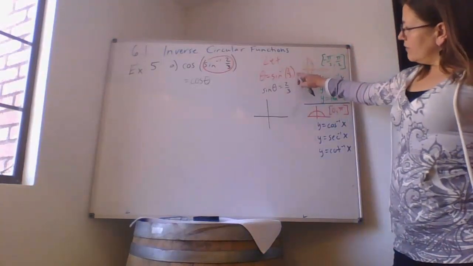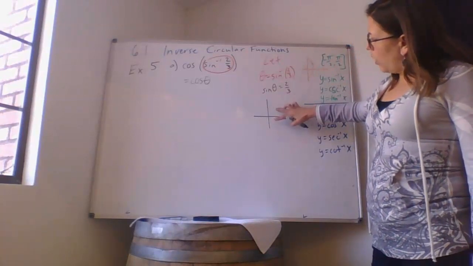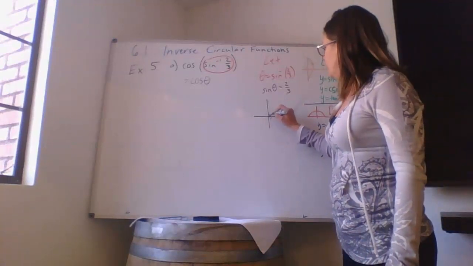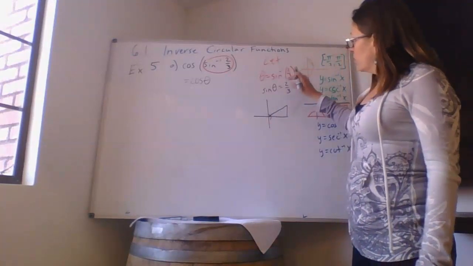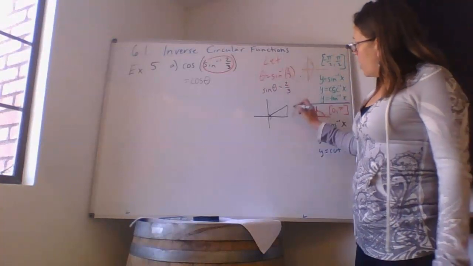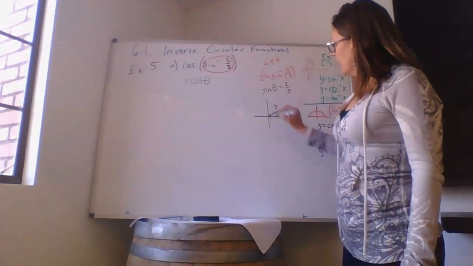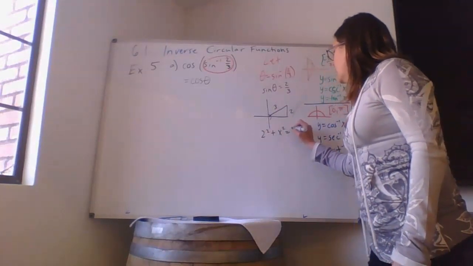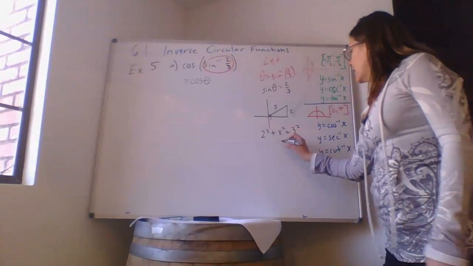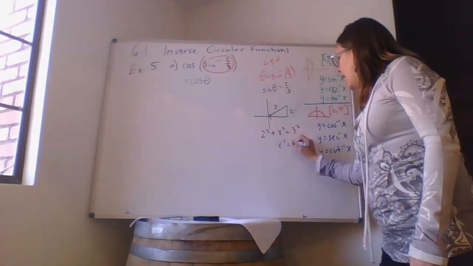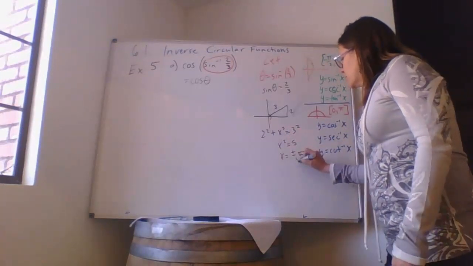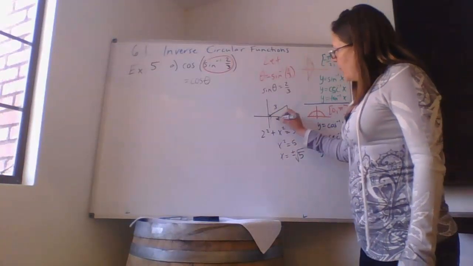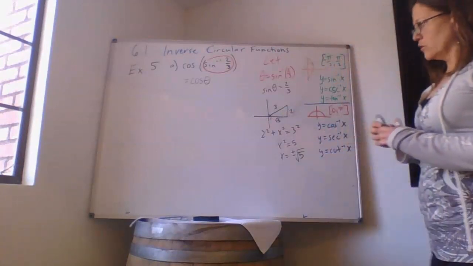Because it's a sine inverse, I'm limited to quadrants 1 and 4, but it's positive, so it will be in quadrant 1. My sine is y over r, so I get 2 is my y and 3 is my r. Now I just solve 2 squared plus x squared equals 3 squared, so I get x squared equals 5, so x is plus or minus rad 5. Therefore, x will be positive rad 5 since I'm in the first quadrant.